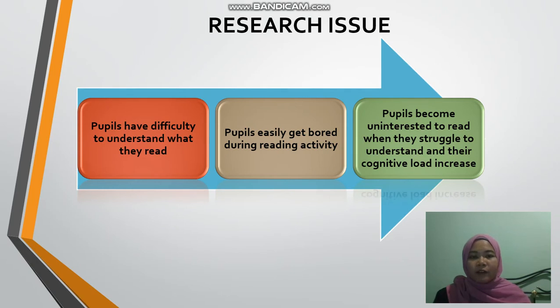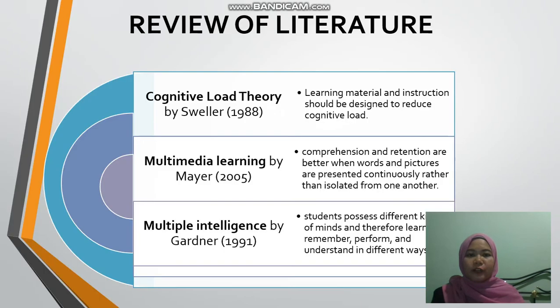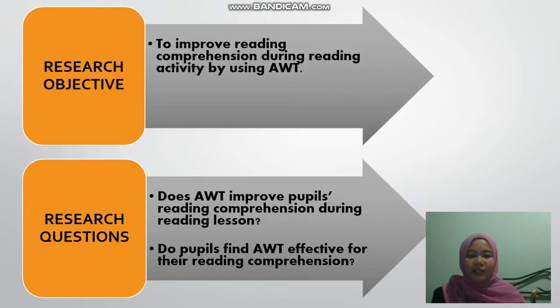Okay, from the research done, the issues that I have found: first, pupils have difficulty to understand what they read, and the second one is pupils easily get bored during reading activity. Consequently, these issues cause pupils to become uninterested to read when they struggle to understand, and their cognitive load actually increases at that moment. Next is research objective. The objective of this research is to improve reading comprehension during reading activity by using AWT.